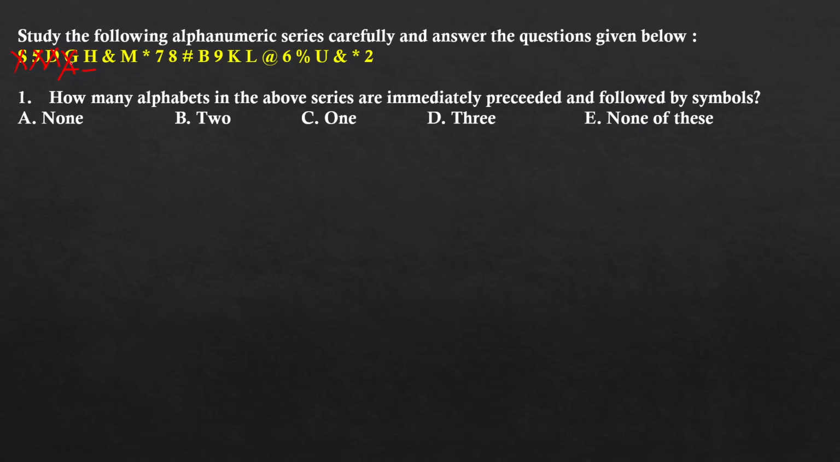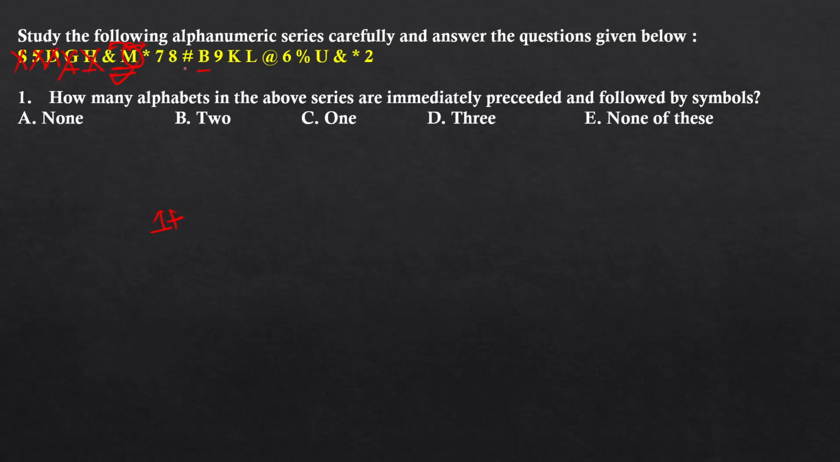H is preceded by G and followed by ampersand, so this will not be our answer. M. This one. Now listen carefully, that M is preceded by ampersand and followed by a star. So M is our answer. So we got one. Now next, move on to the next series.